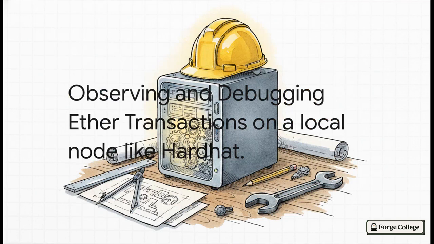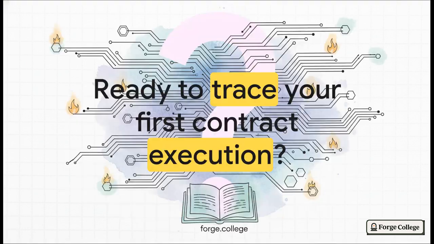In our next explainer, you're going to put on your hard hat and produce a local transaction demo artifact using everything we just went over today. We'll spin up a local node and watch these concepts play out in real time right on your screen. So, are you ready to fire up that local node and trace your first smart contract execution?